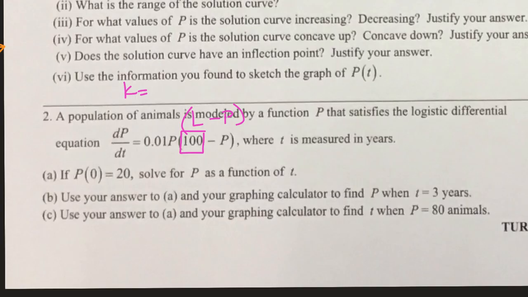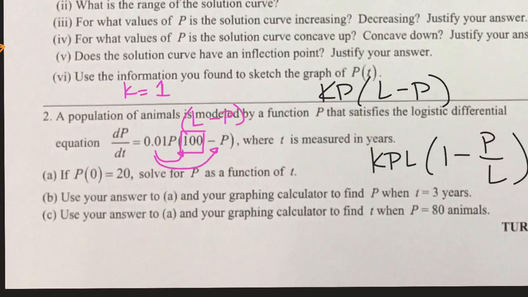And K is going to be, well, if we distribute this, what is 100 times 0.01? I believe that's 1. This is 1/100th times 100. So we have a K value of 1 and an L value of 100. So our K is 1/100th, right there, 0.01. Let me erase.